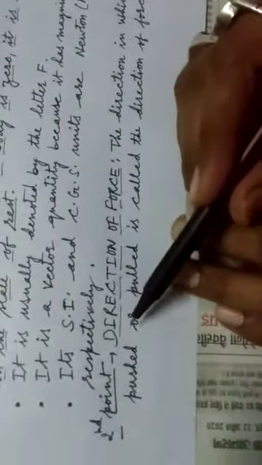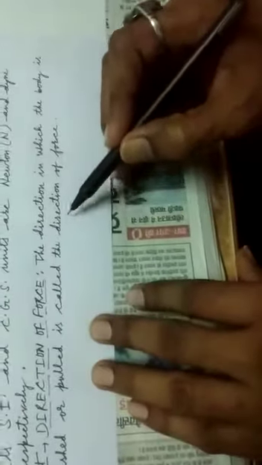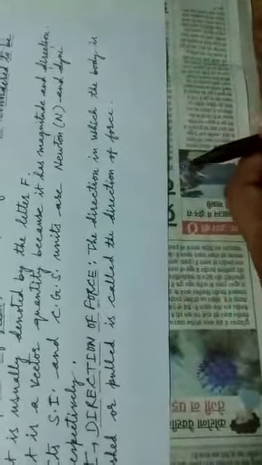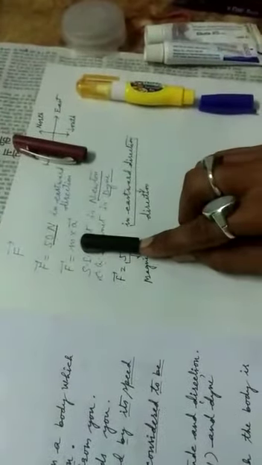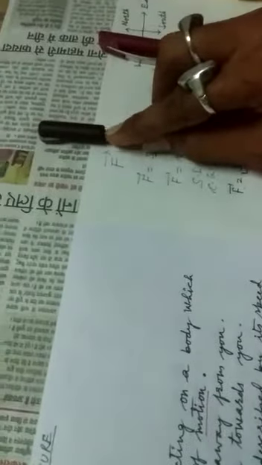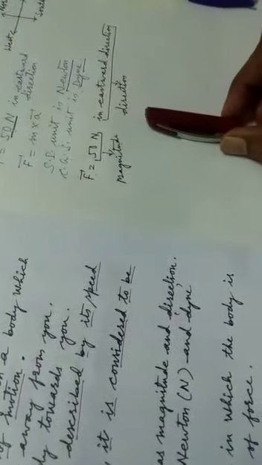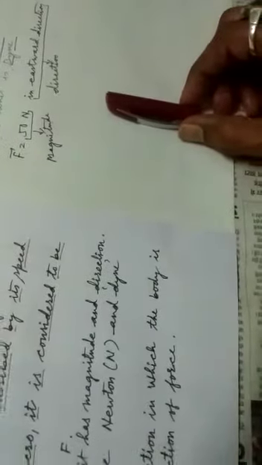Now come to the second point, direction of force. The direction in which the body is pushed or pulled is called the direction of force. Suppose an object is kept. When it is pushed, it moves in the northward direction, so the direction of force is northward. Likewise, if we pull, it is pulled in the southward direction, so the direction of force is southward. Now move to the next topic.